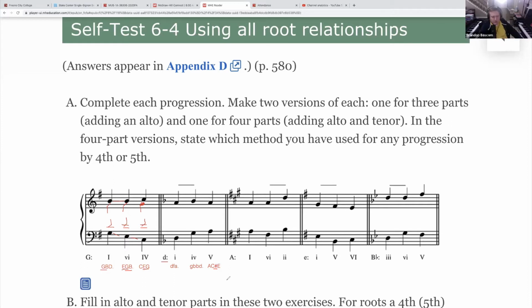Okay, so let's fill in our notes here. We've got a D and an A. We need an F somewhere in there. Yeah, I think I have the F in the alto. F in the alto. Okay. And then maybe the tenor could be an A. What does that do? Does that work?